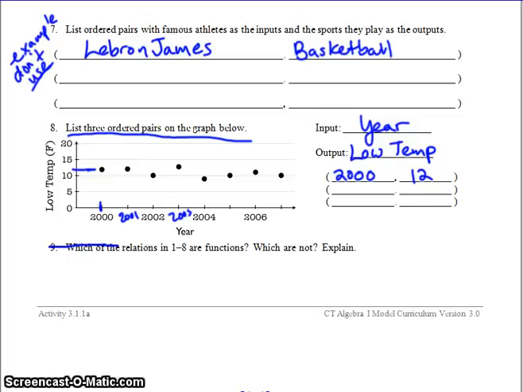Number 9 we're going to cancel out right now because we didn't talk about what is a function and what's not. We're going to talk about that in the next video.